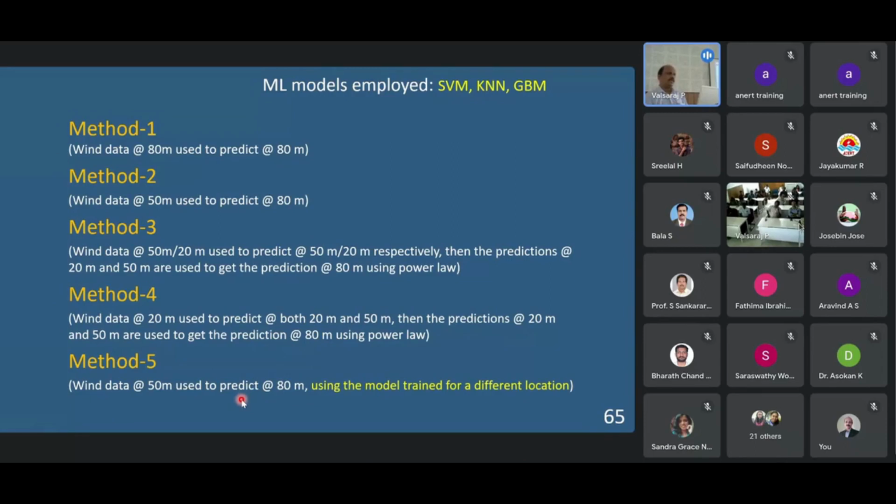And then in method 5, the cross-location scenario is incorporated. You install one mast for reference at one location, take the data and train the model, take that to different locations where you install only a 50-meter mast, and there you can make a time-ahead prediction at the 80-meter level.